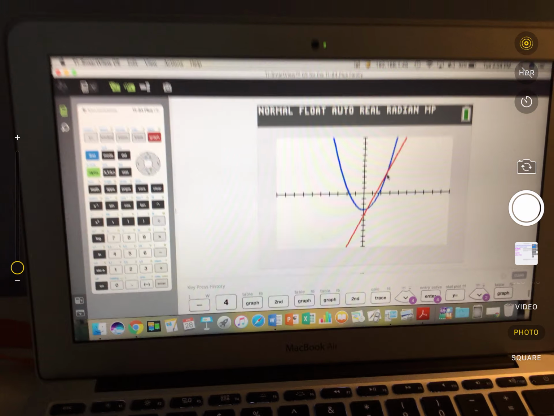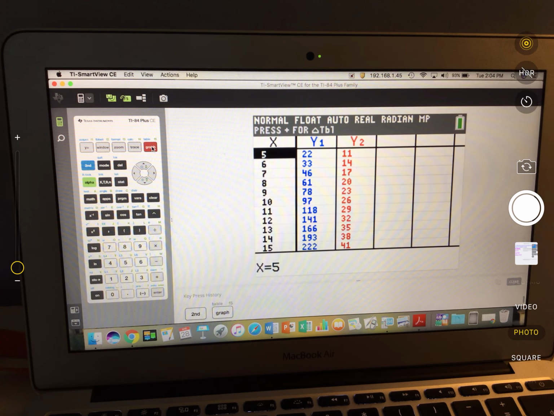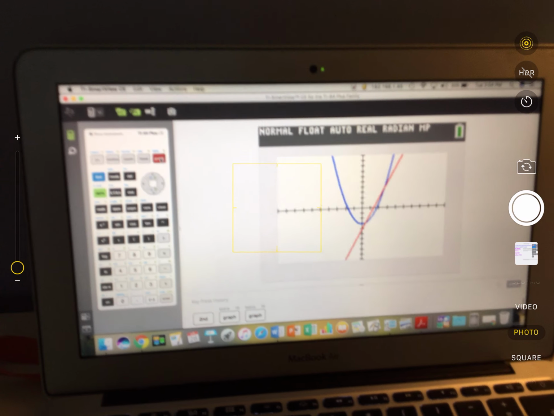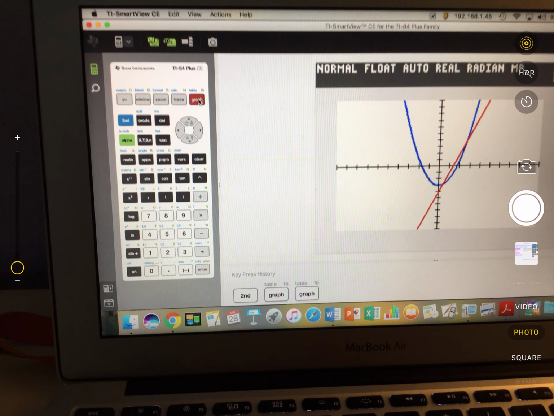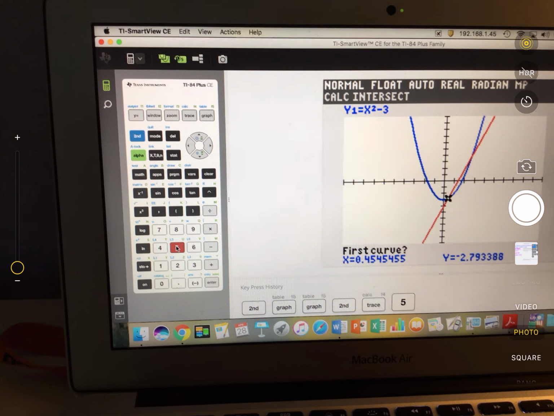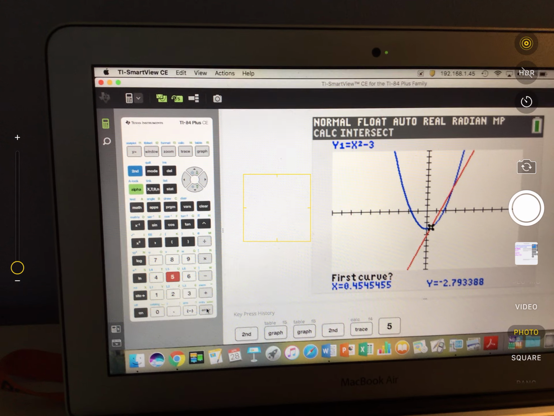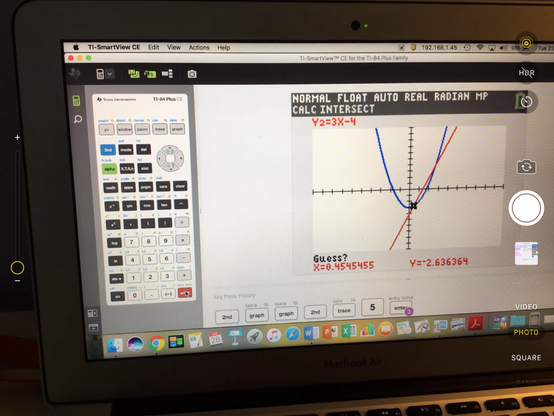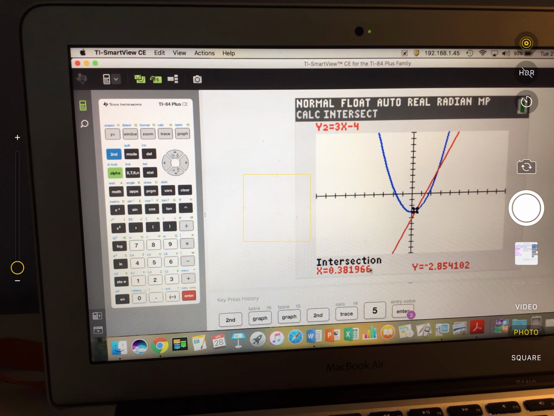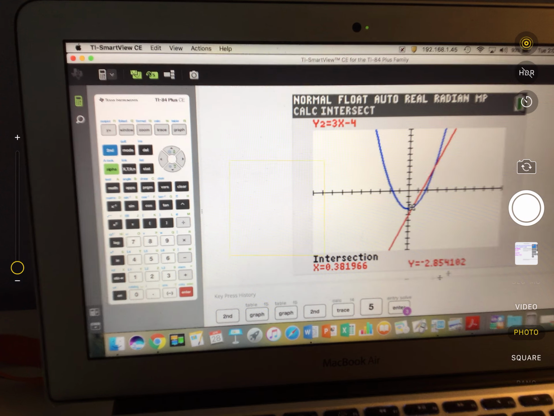Now to see where these cross, we could look at our table of values by hitting second table, but I noticed by looking at my answer choices that they're all decimals. So here's another way to get our answer. If you go to second trace in the calculator and you go down to intersect, it's going to ask you 3 questions. You can basically just hit enter, enter, enter, and you'll notice here that they give us our first answer, which is 0.38, comma, negative 0.285.